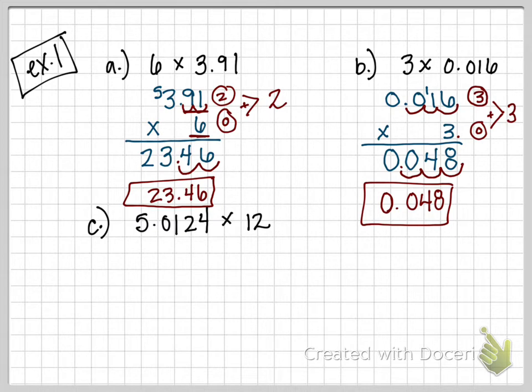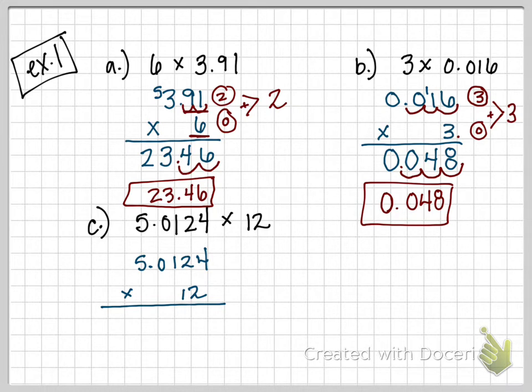Which number should I put first? Liam? 5.0124. Yes. The big one's going to go first, times 12. Once I have this set up, I multiply. I just do my multiplication. I don't worry about the decimal till the very end.